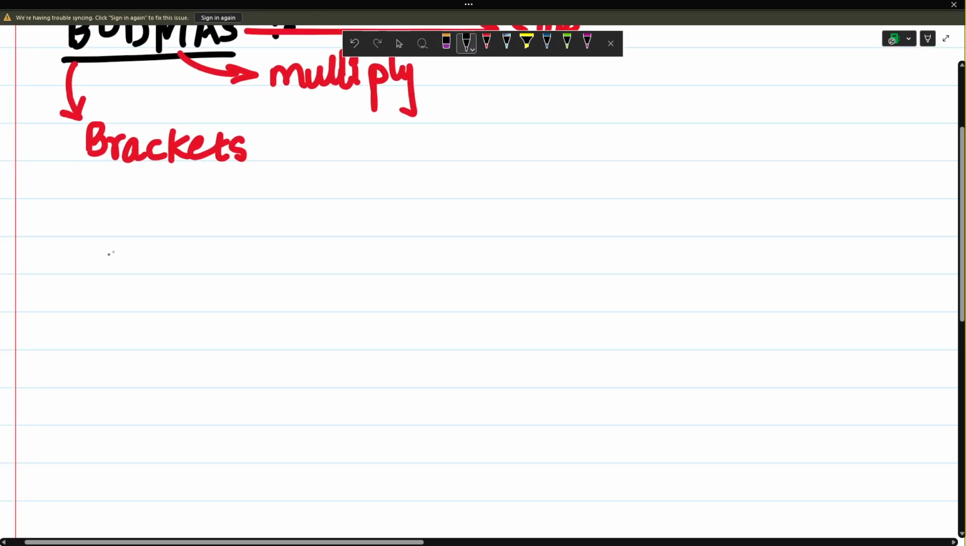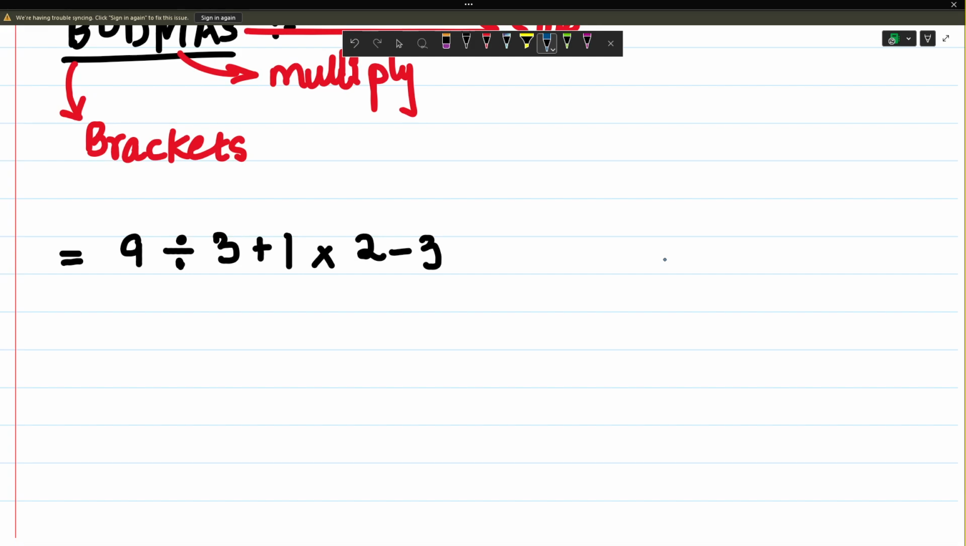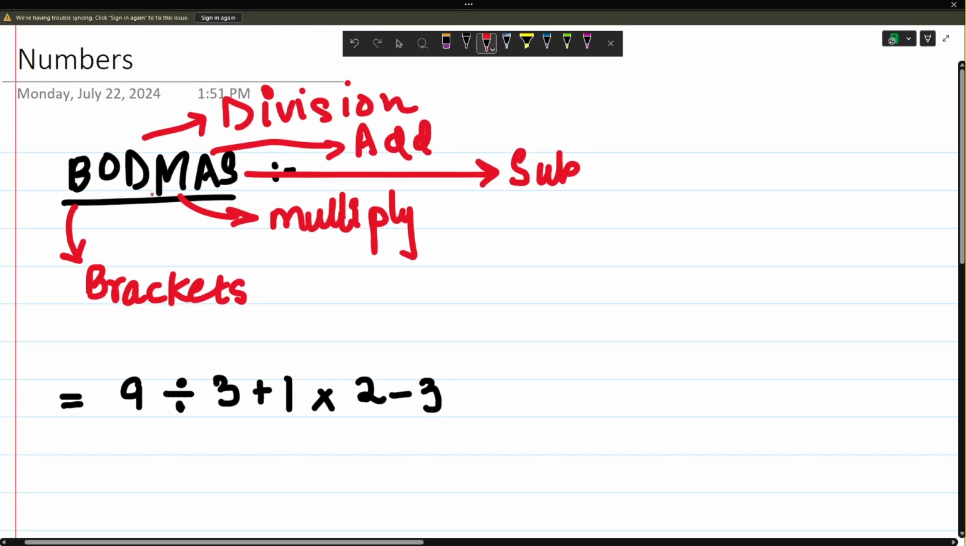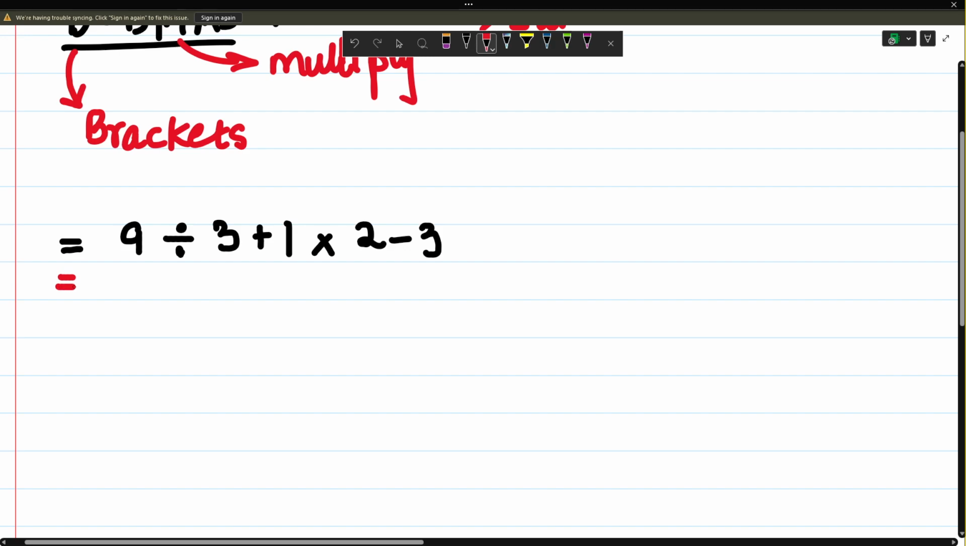Now, if there is a question, 9 divided by 3 plus 1 multiplied by 2 minus 3. How will we do this question using BODMAS? Okay, yes, following BODMAS, as you know, first we divide. So सबसे पहले we are going to do the division part. 9 divided by 3 is 3.